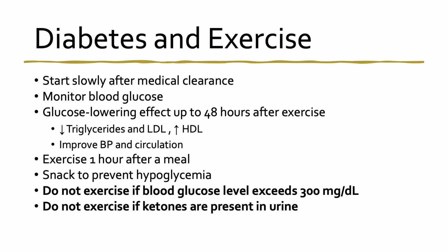Things to remember, though: if the blood sugar is greater than 300, don't exercise. It's too high. Get your blood sugar down first and then exercise. Also, don't exercise if ketones are present in urine. That means the body is already breaking itself down. You don't want to exercise now because obviously if the body's breaking itself down, you're not getting enough insulin into your cells for your cells to have energy to exercise. So you want to be in a stable condition before the patient is exercising. You want them to be stable.